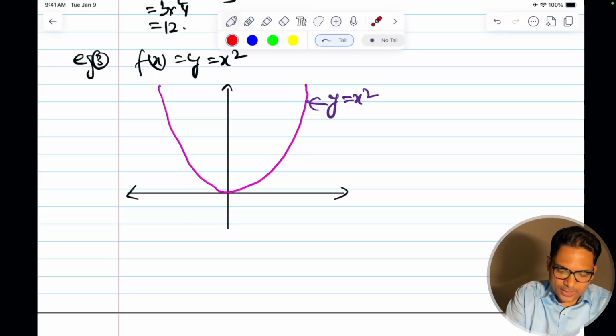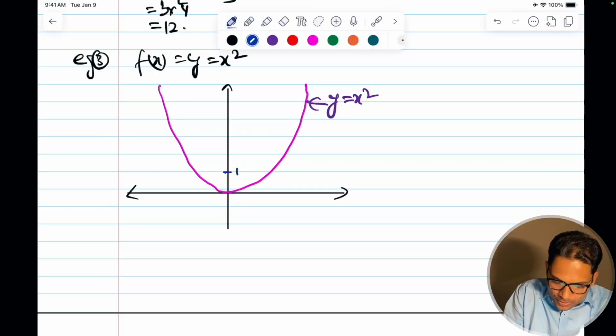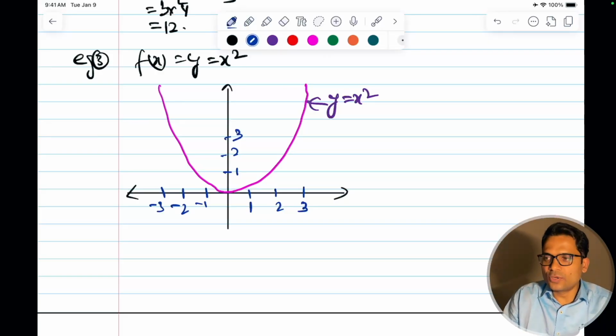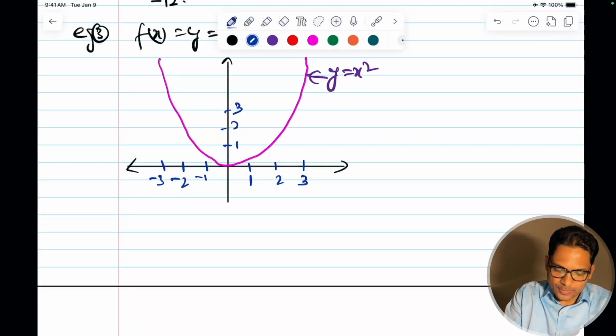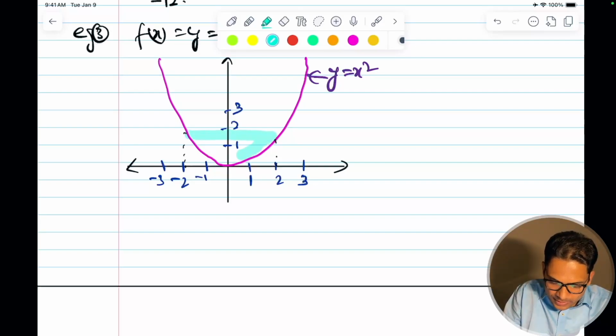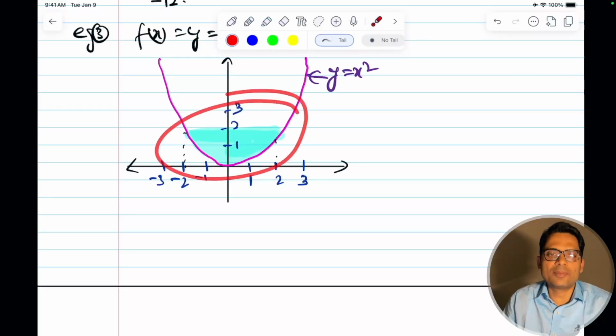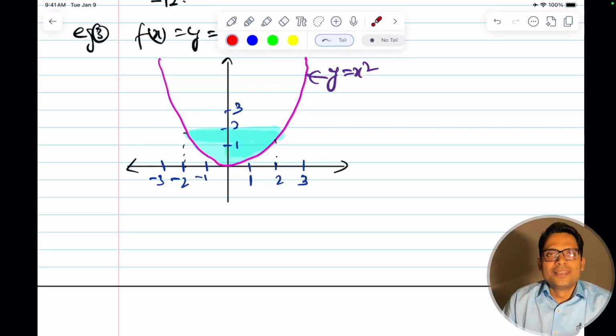If I want to calculate, say for example, these units are 1, 2, 3 like this, and here minus 1, minus 2, minus 3 like this. And if I want to calculate the area between these two points, say from minus 2 to 2, I'll just color it, this area between minus 2 and 2, I want to calculate only this area. Do we have any ready-made formula for this? No, right? So that's why.